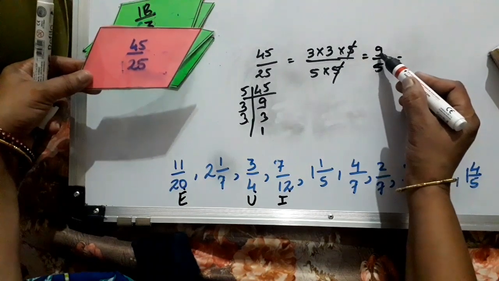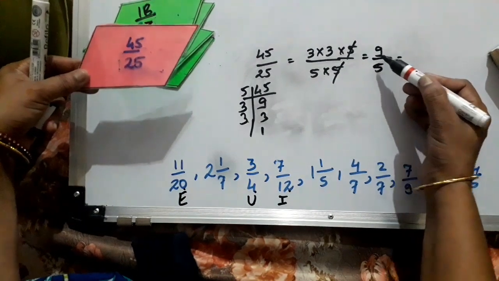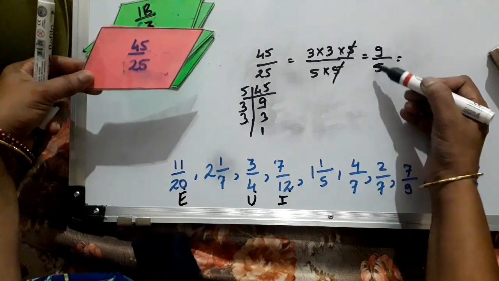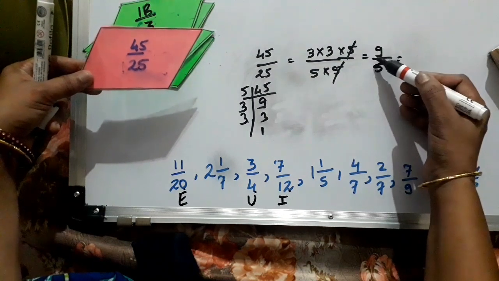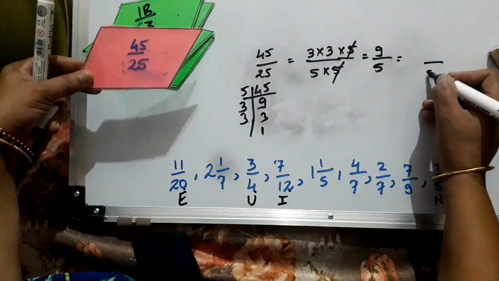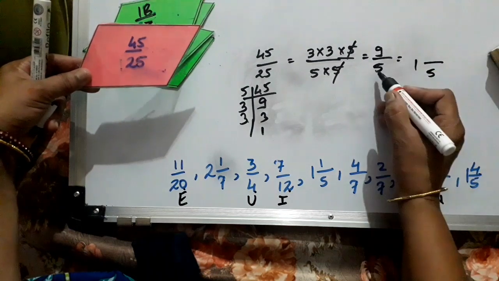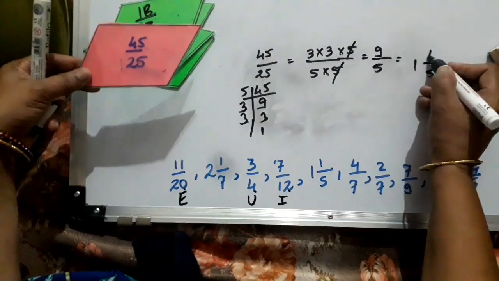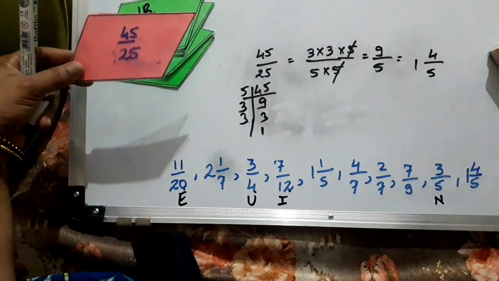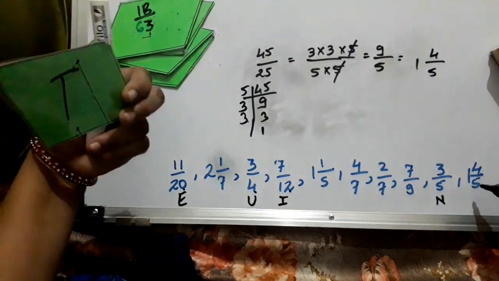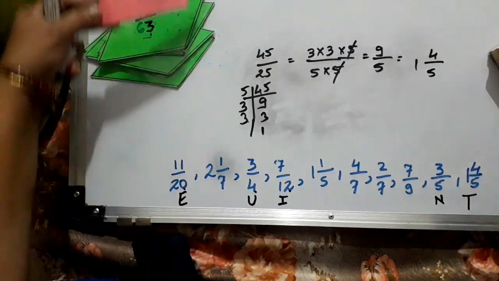3 3s are 9 upon 5. Now this is an improper fraction because the numerator is greater than the denominator. We need to convert it to a mixed fraction. So 5 1s are 5, and 5 plus which number is 9? 4. So here 1 4 by 5 is here, and the letter is T.